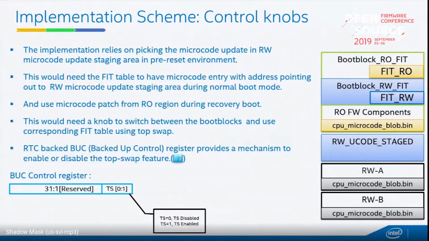So we'll look into how the top swap works in general. Top swap is an Intel feature which is capable of inverting address lines ranging from A16 to A20. For the current implementation, what we have done is we have set the top swap enable in the descriptor. Plus, we have set the top swap.